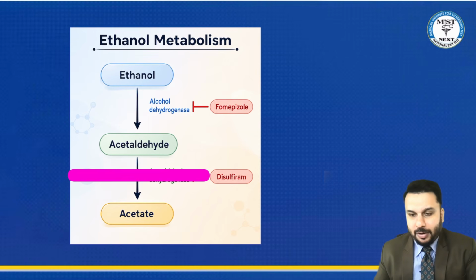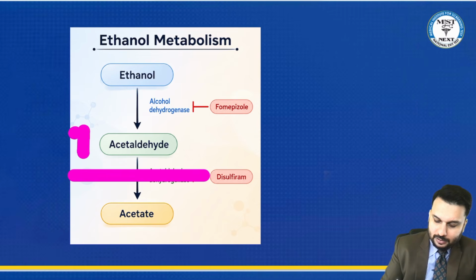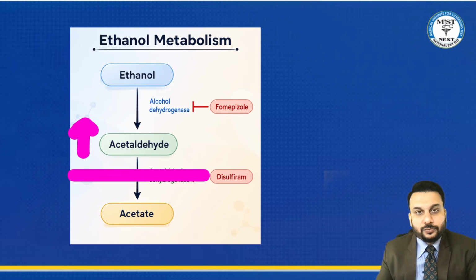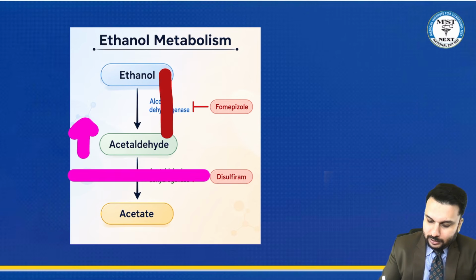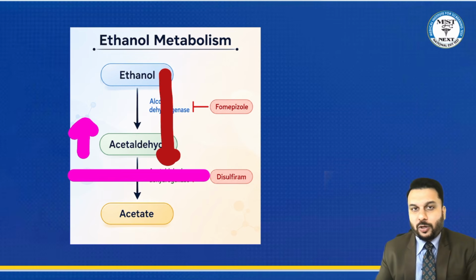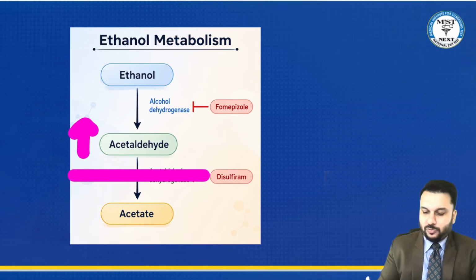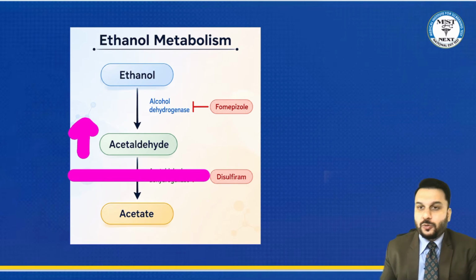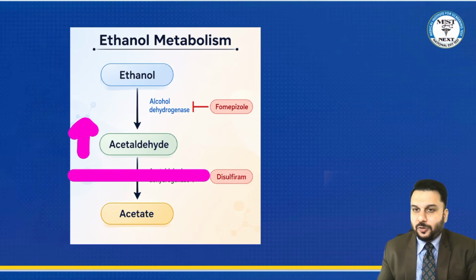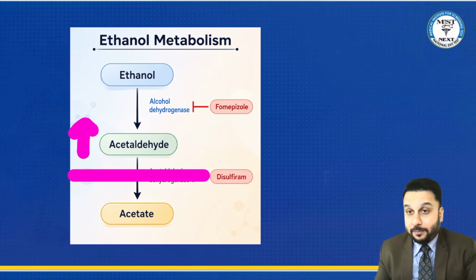now what ends up happening? The levels of acetaldehyde will increase. But when will they increase? Only if you drink alcohol. Otherwise, they will not. If you drink alcohol, alcohol cannot move further because there is a blockage. So who will increase now? The levels of acetaldehyde. And this acetaldehyde makes you sick. And which drug is going to make you sick? Disulfiram. This is the drug that makes you sick.